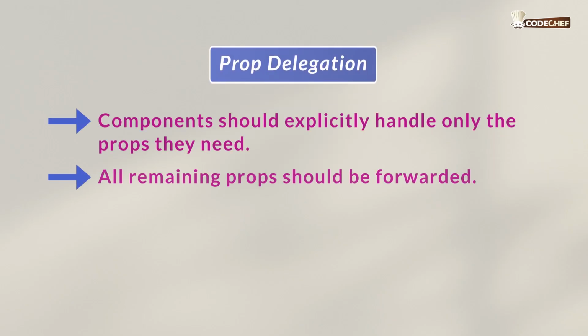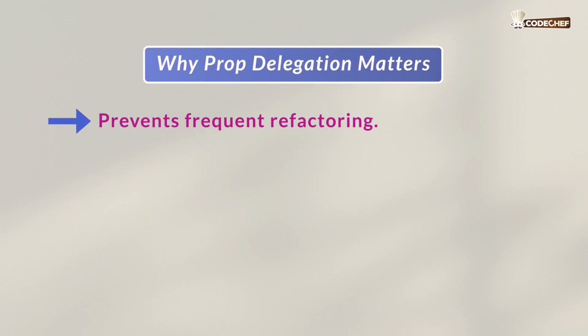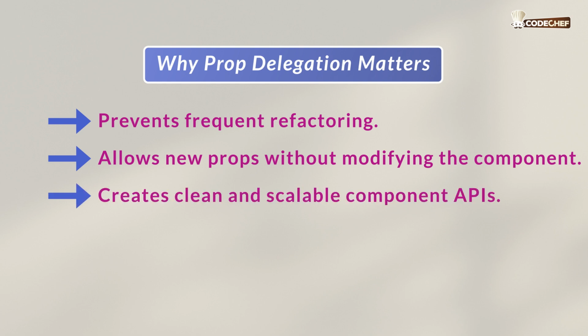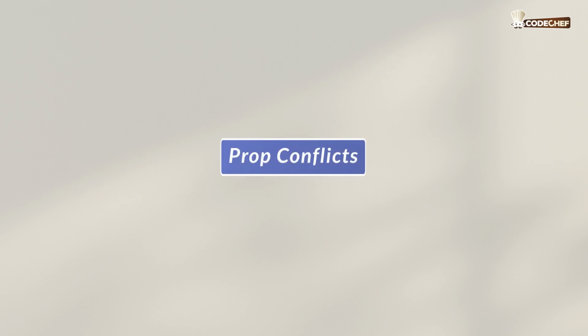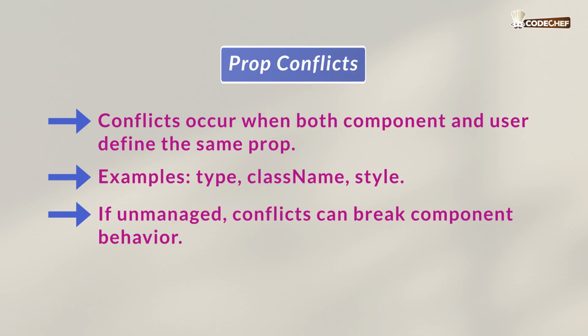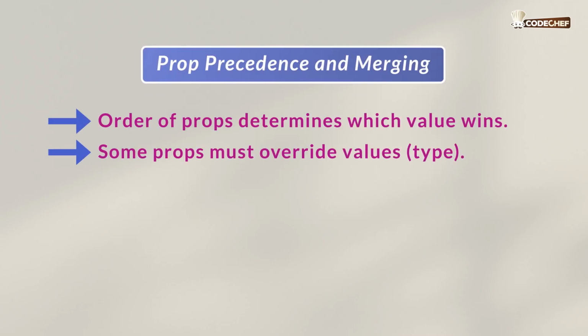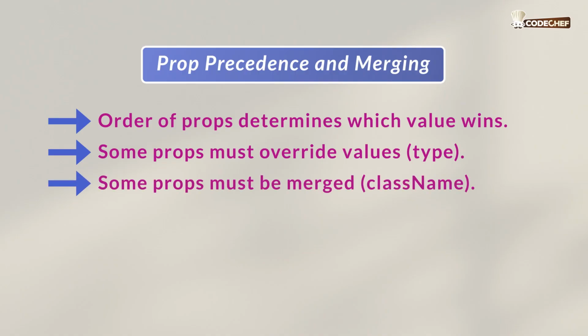Now let us look at prop delegation. Prop delegation means handling only the props you need and forwarding the rest. This makes components flexible and future-proof. This approach prevents constant refactoring and keeps component APIs clean. When both component and user define the same prop, a conflict occurs. If unmanaged, this can break behavior. The order of props decides which value wins. Some props override values while others must be merged.